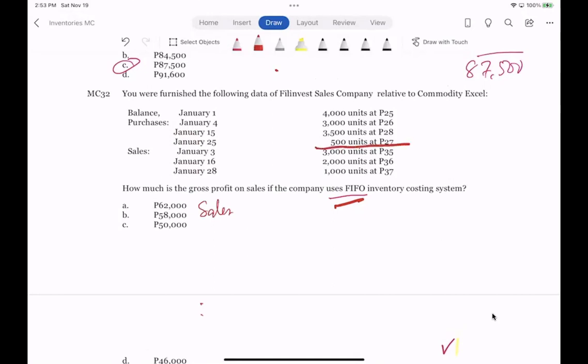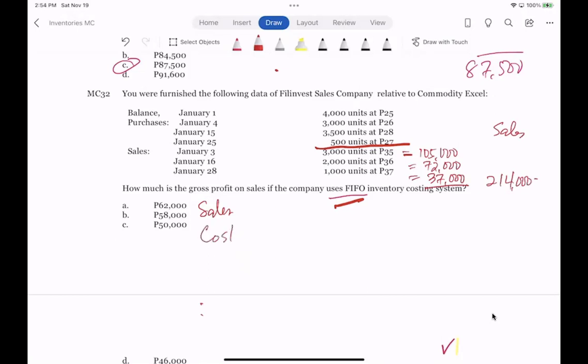is this total. So we have 3,000 times 35, that is 105,000. We have 2,000 times 36, we have 72,000. And 1,000 times 37 is 37,000. Therefore, total sales amounted to 105 plus 72 plus 37, so that is 214,000.